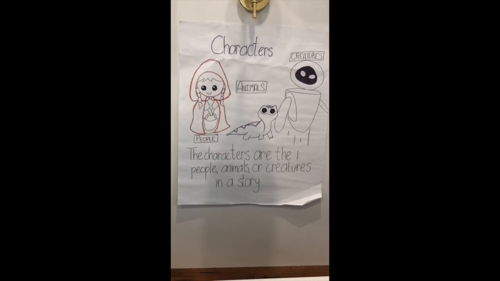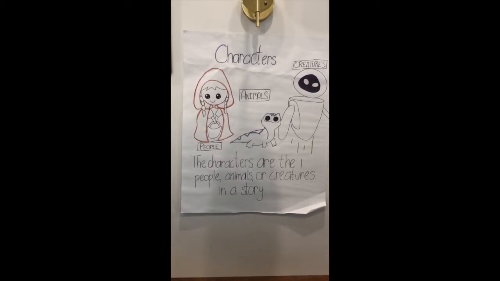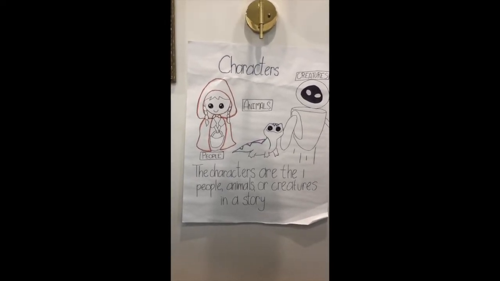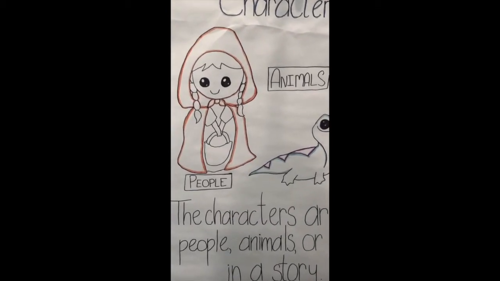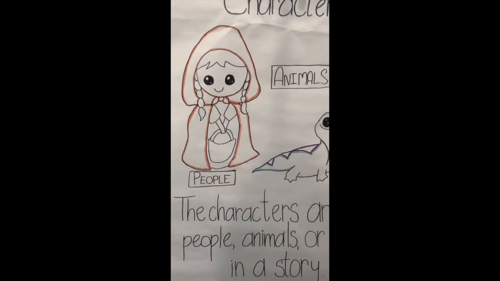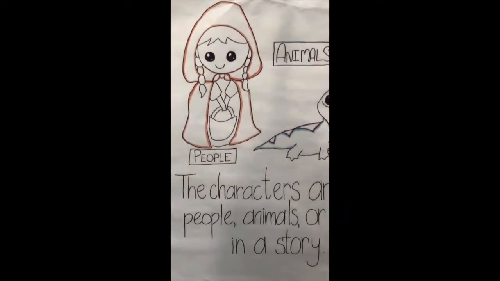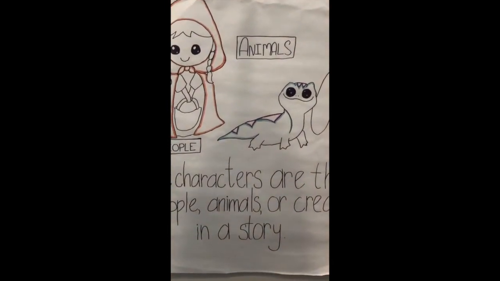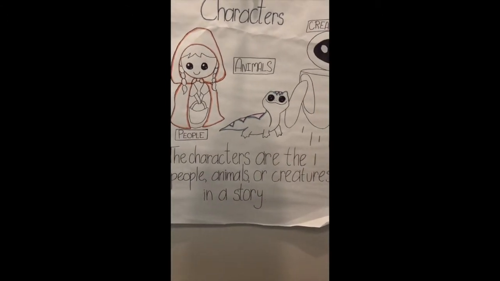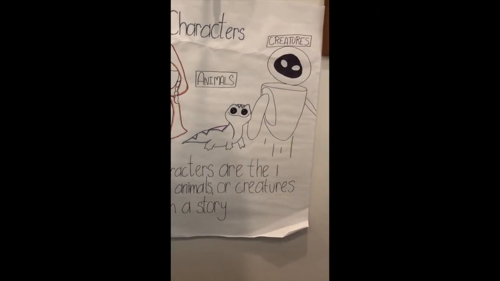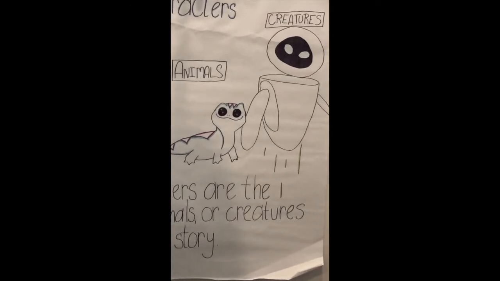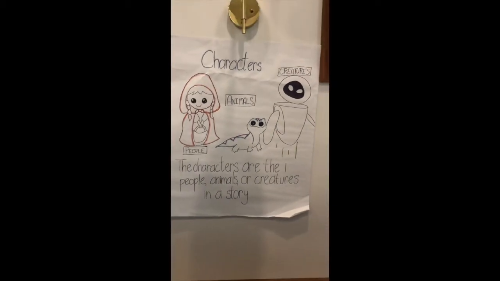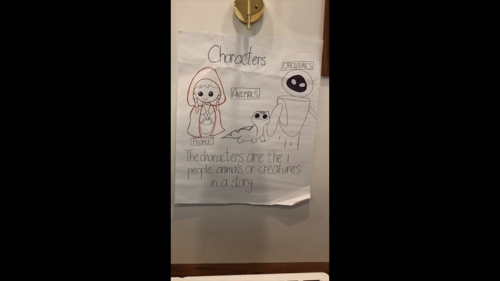To review, the characters are the people, animals, or creatures in a story. So the person that we see for this character sheet is Little Red Riding Hood. So she is a character that is a person. And then next to her, a lot of you may recognize him. This is Bruni from Frozen 2, and he is what we would classify as an animal, but also he could work for the classification of a creature. And here we have Eve from WALL-E. So again, characters are people, animals, or creatures in a story.